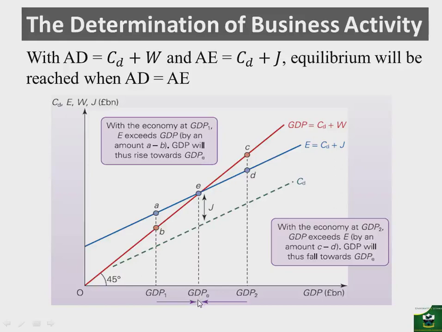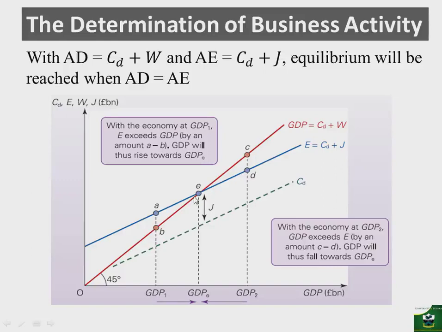Now, what will happen if aggregate expenditure was more than the demand? Now, with an economy at GDP1, you will notice that aggregate expenditure here is more than the GDP. And as such, for equilibrium to be restored here, it means that GDP will have to increase until the two are equal at point E. If on the other hand, aggregate demand or GDP was more than the expenditure, then it means that the GDP will have to start falling down until equilibrium is restored.